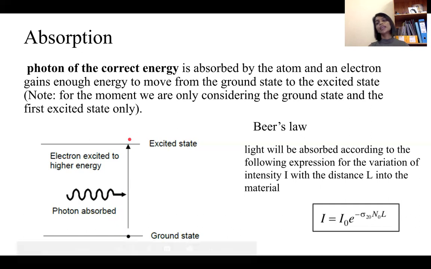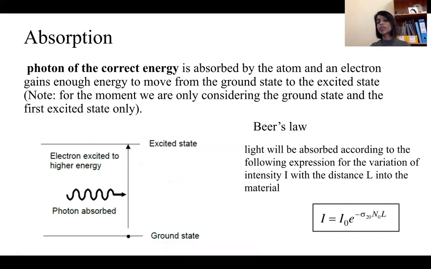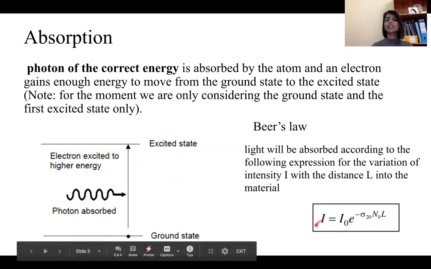And always this energy absorption follows Beer's law, and the light will be absorbed according to the expression given in Beer's law, and that is given by I equals I naught exponential negative sigma n naught L. These are standard terms. I'm not going to go into detail on Beer's law because you have followed Beer's law in various courses. So the absorbed intensity is related to the incident intensity through an exponential term. Right. So this is absorption.